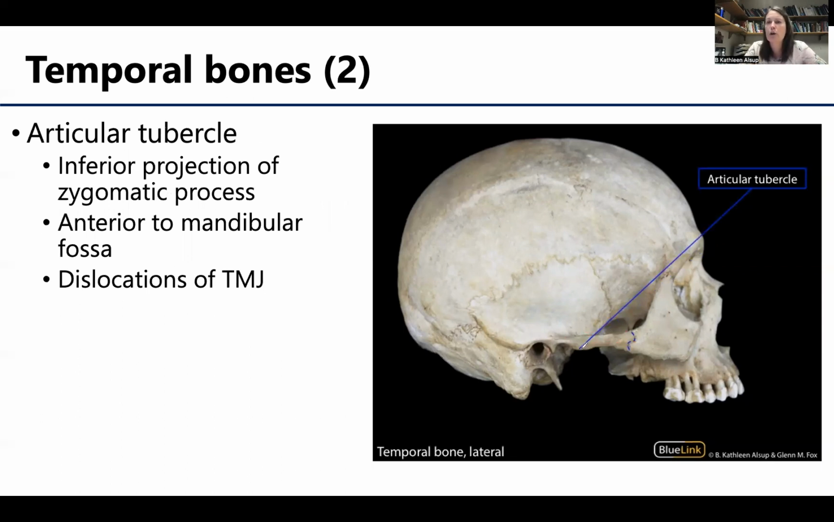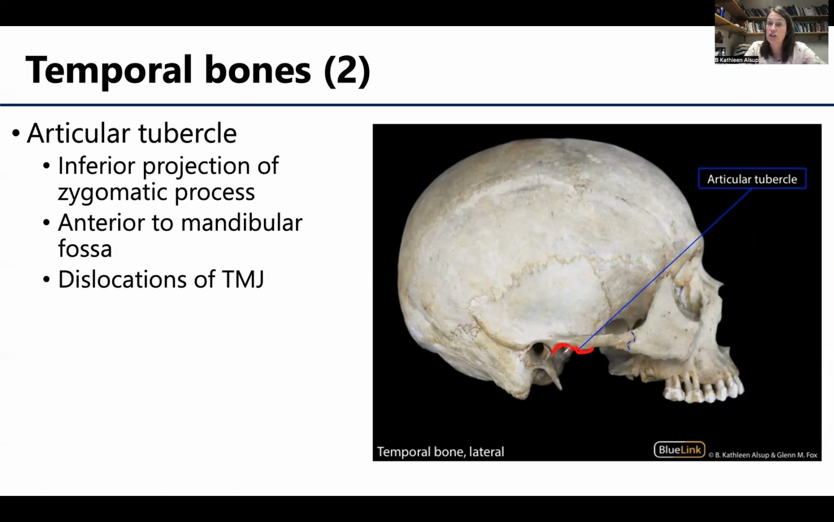Now, if you look at the inferior portion of the zygomatic process, you'll see that it kind of will have this inferior projection down here. And this is referred to as the articular tubercle. And this is just anterior to this region right here that we'll talk about more in a moment, called the mandibular fossa. And this is going to be the temporal portion of the temporomandibular joint, or your TMJ joint. So it's right in front. So this articular tubercle is just anterior to that mandibular fossa.